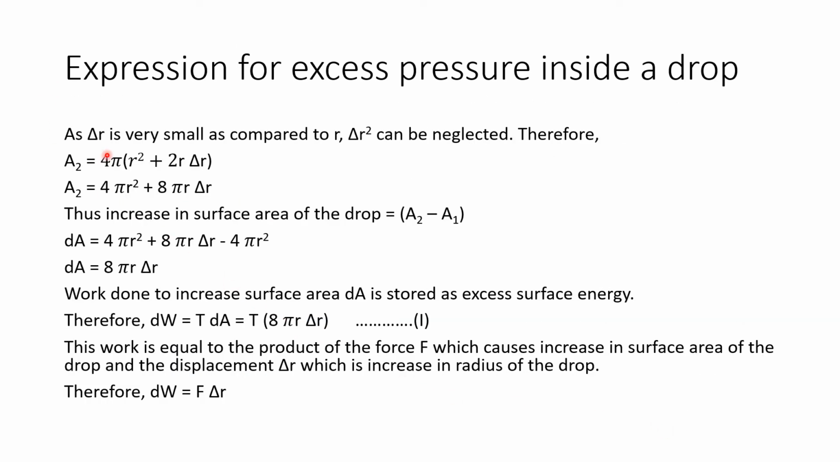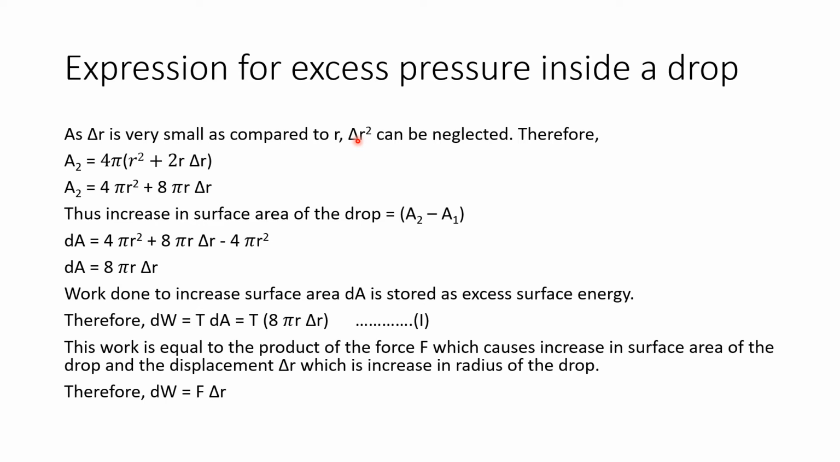Now as delta R is very small as compared to R, delta R square can be neglected. For example, if you consider R to be say 5 centimeter, and if delta R is say 0.5 centimeter, then what will be delta R square? It will be 0.25, which is very small as compared to 5, right?